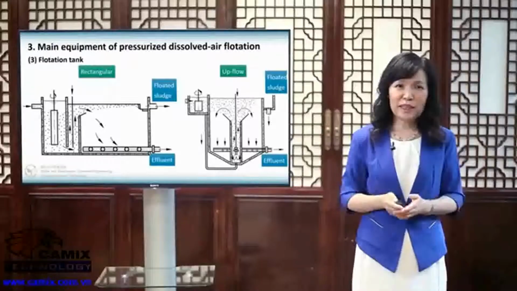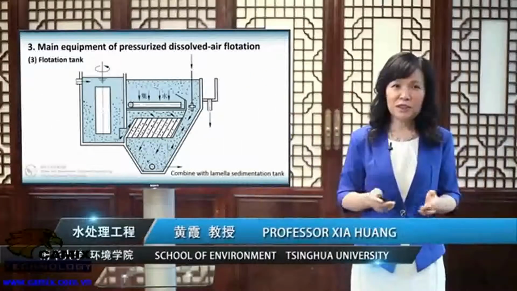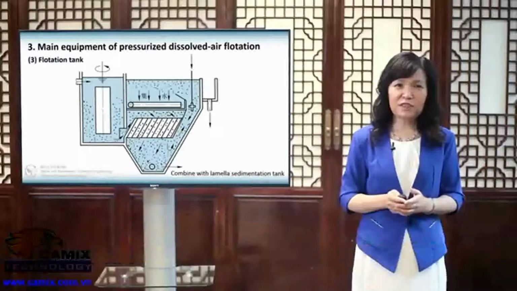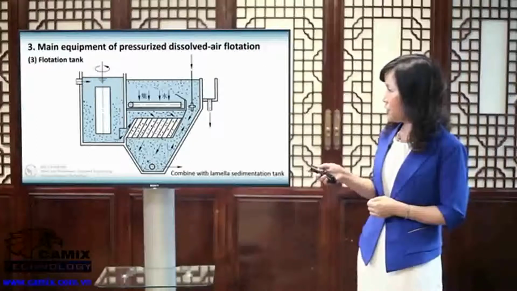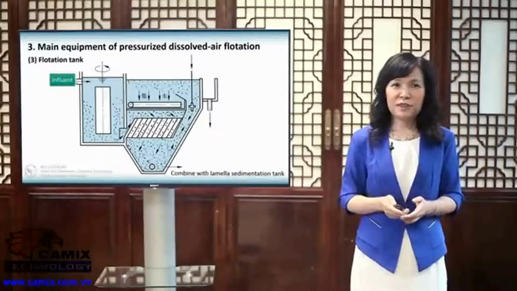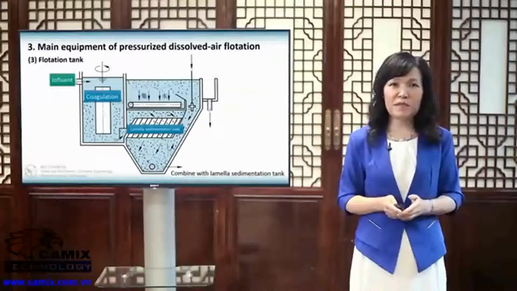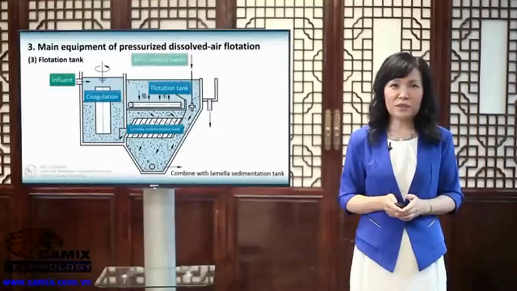Moreover, for raw water with impurities of large densities, a combined treatment of flotation and sedimentation could be applied. For example, this is a flotation tank combined with a lamella sedimentation tank. After coagulation, the raw water flows through the lamella sedimentation area. Impurities of large densities are removed.